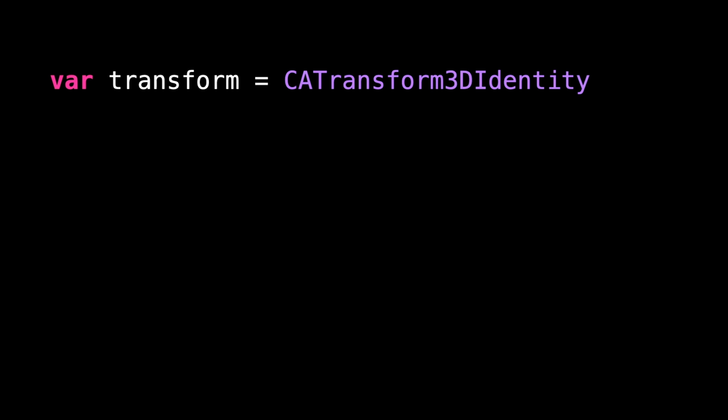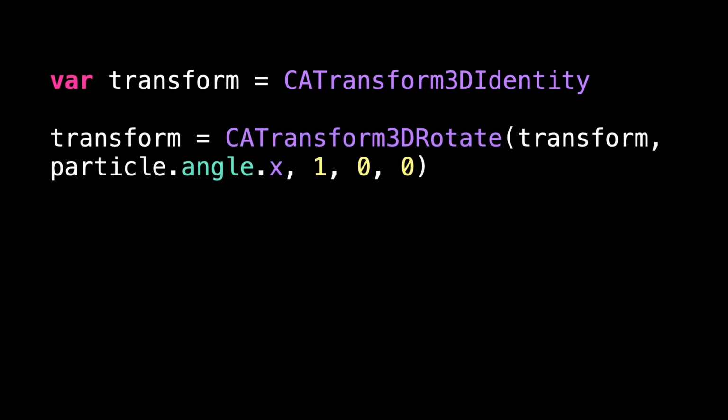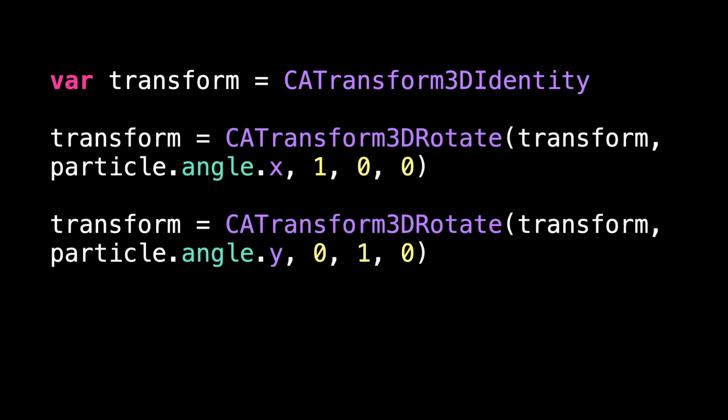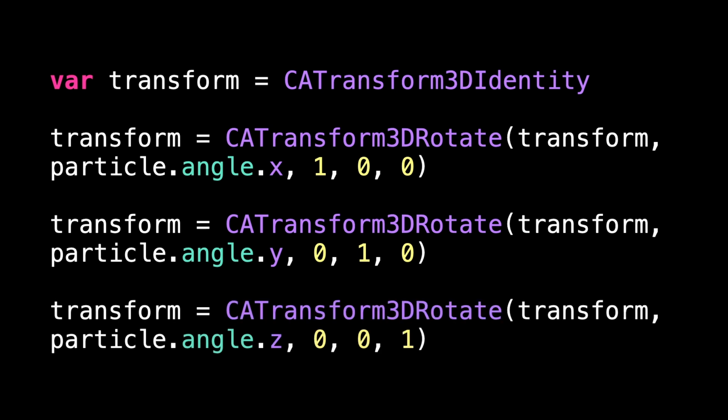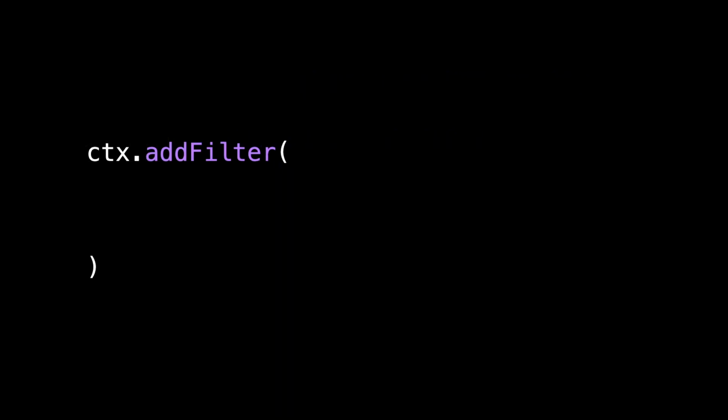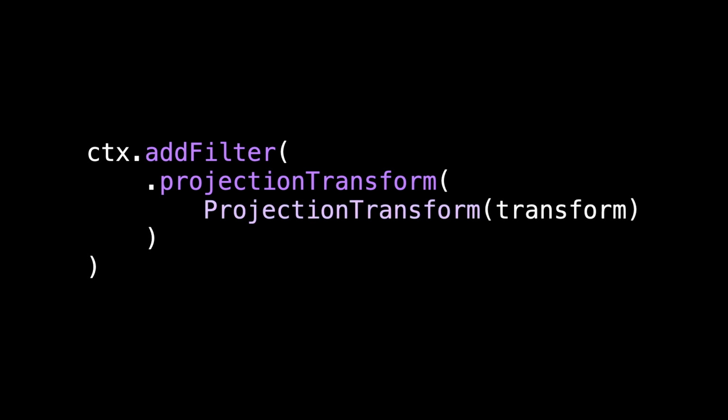This needs to be done in individual steps, starting by making an empty transform. We then rotate around the x-axis, the y-axis, and the z-axis. And at this point, our transformation is complete, and it knows how to rotate the current particle in all three axes. But actually applying that movement means adding another filter. This time, it's a projection transform filter, and that will contain the transform we just made.